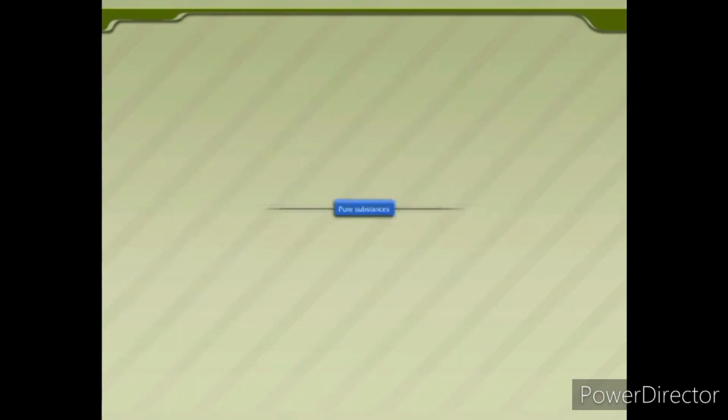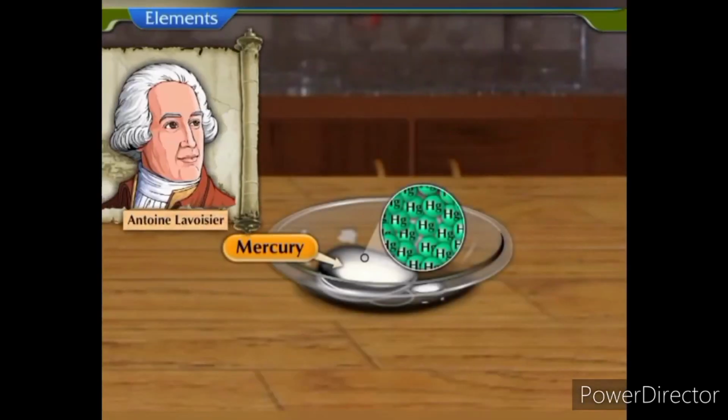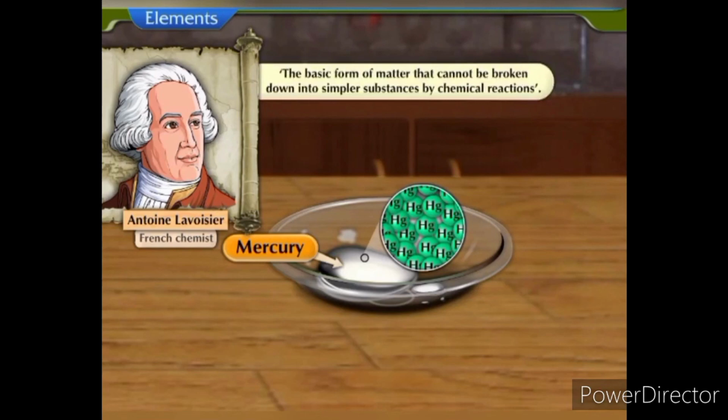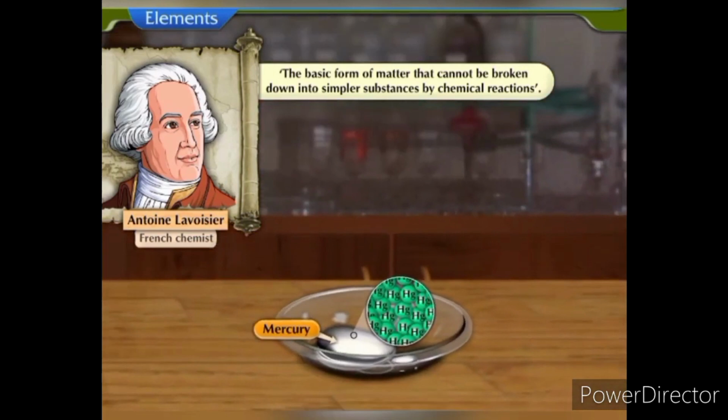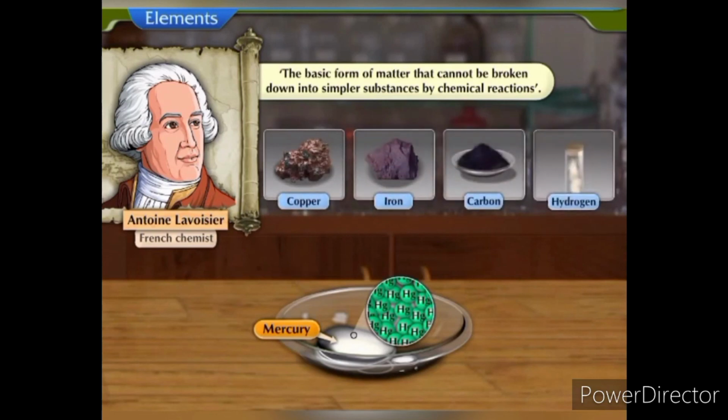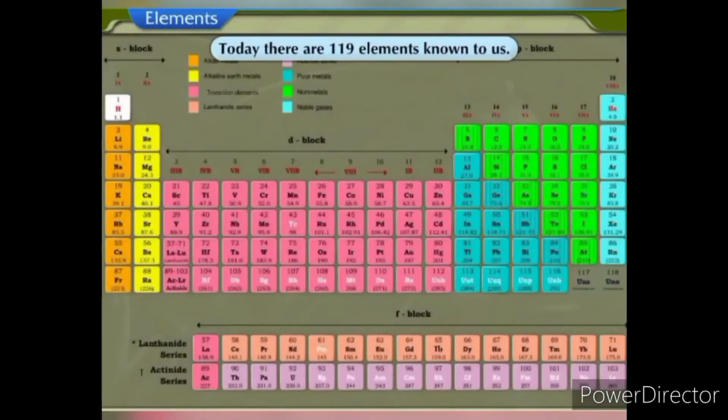Pure substances. Elements. Antoine Lavoisier, a French chemist, defined an element as the basic form of matter that cannot be broken down into simpler substances by chemical reactions. Examples of elements are copper, iron, carbon, hydrogen, etc. Today, there are 119 elements known to us, out of which about 92 elements are naturally occurring.